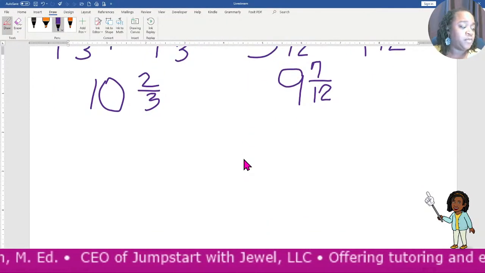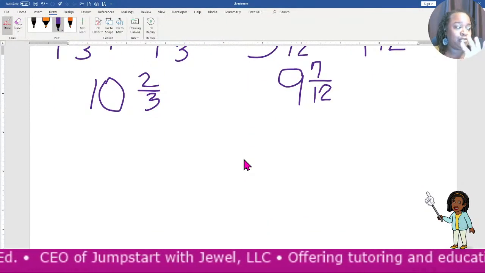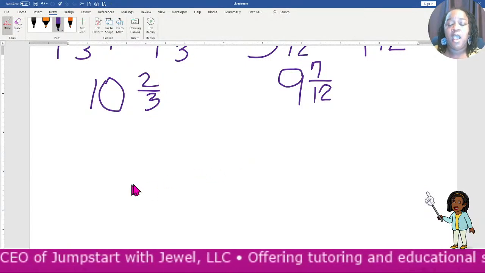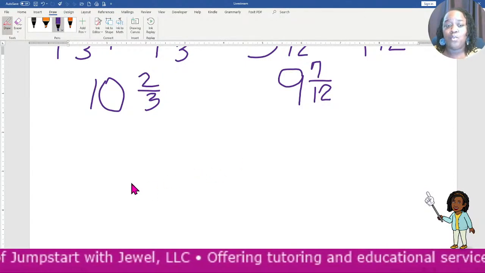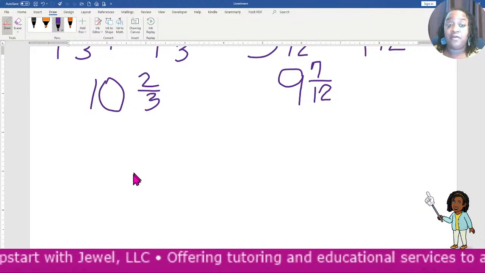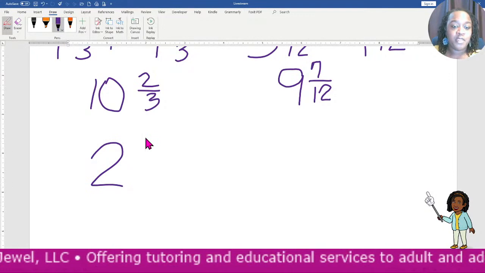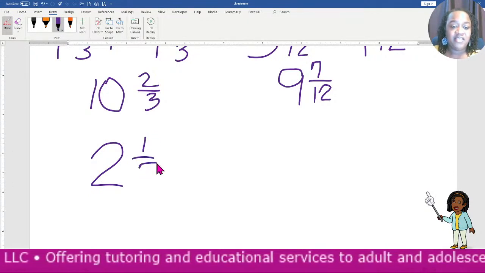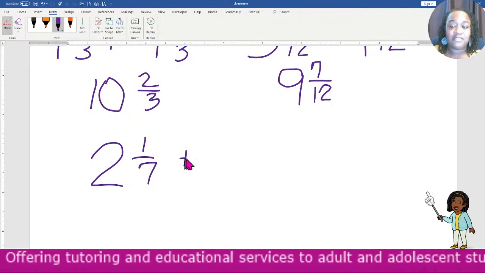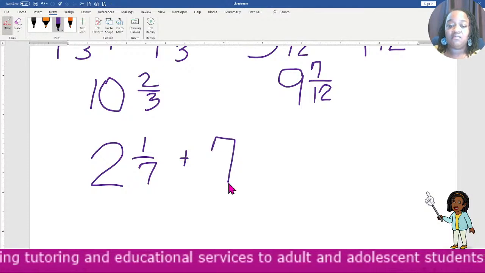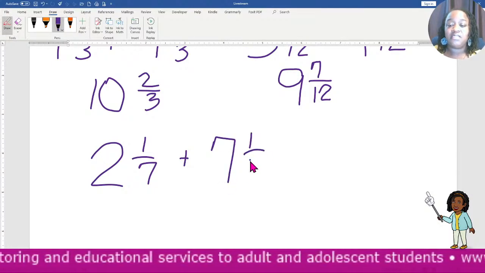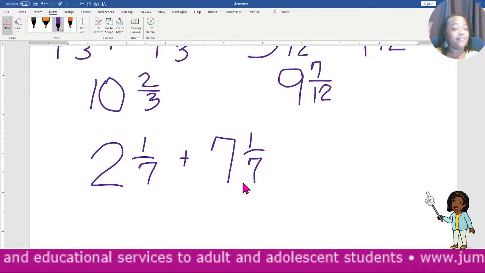So let's do another one. We'll do one more, and then we'll get to another part of adding mixed numbers with like denominators. Here's one more. 2 and 1/7 plus 7 and 1/7. So same thing.